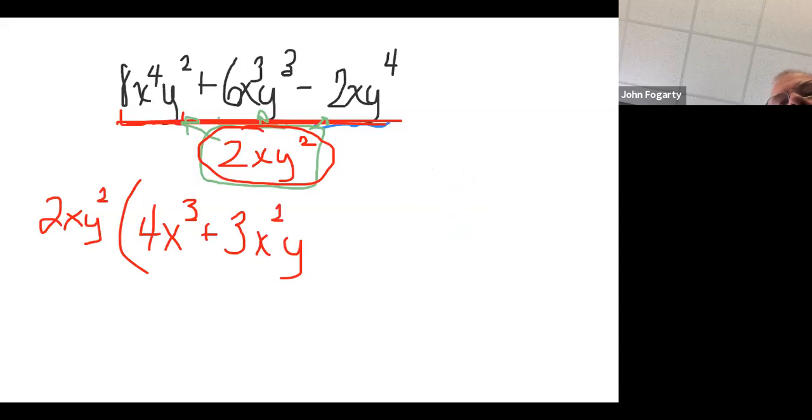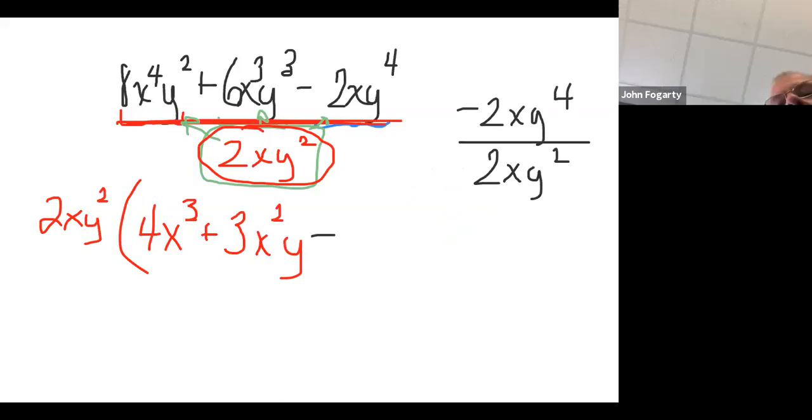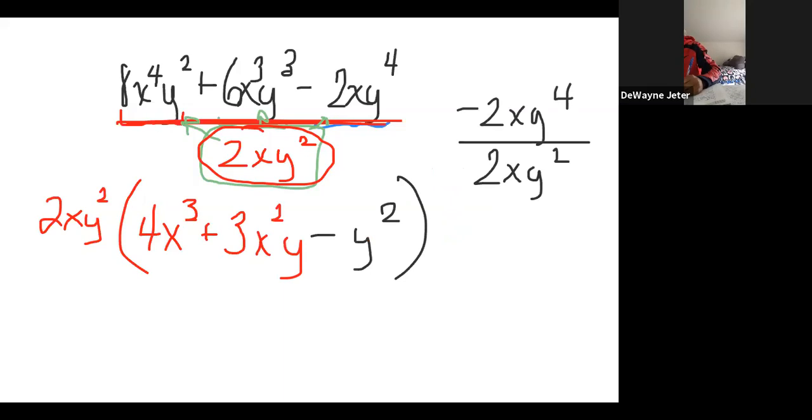And then finally, I'm going to take the last term divided by the GCF, and I'm going to get what? Negative y squared. Agreed? Yes or no? Yes, sir.